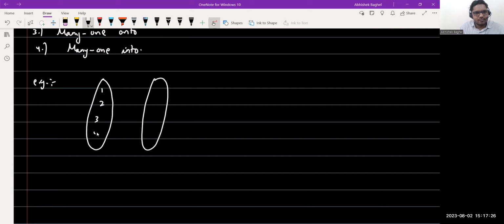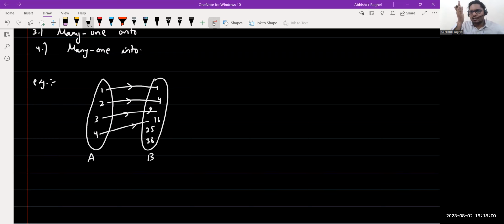Side A: 1, 2, 3, 4. Side B: 1, 4, 9, 16, let's say 25, 36. So here 1 is related with 1, 2 with 4, 3 with 9, 4 with 16. You can see this is the function. The definition of the function itself says that every element of side A gets related. So now we'll classify the function based on side B.